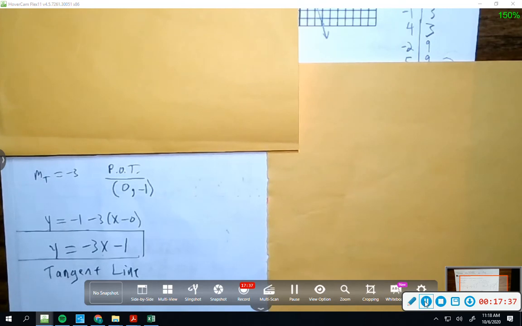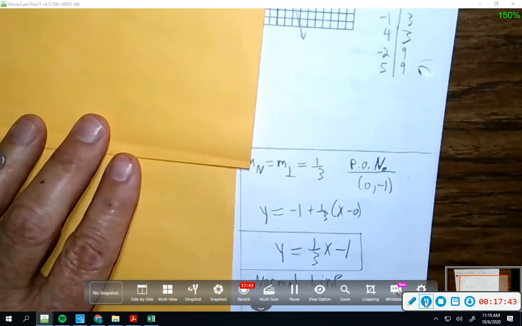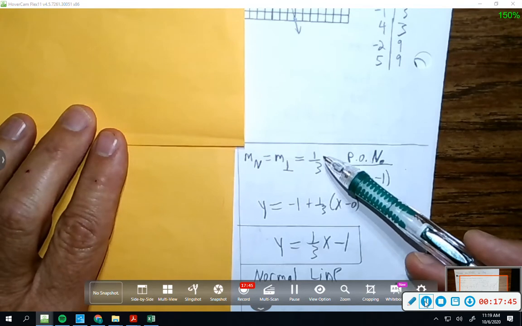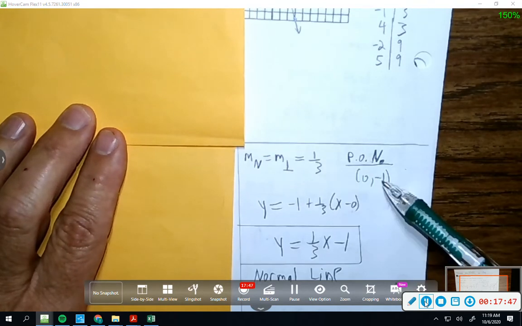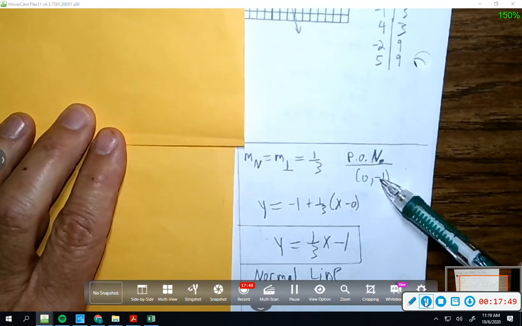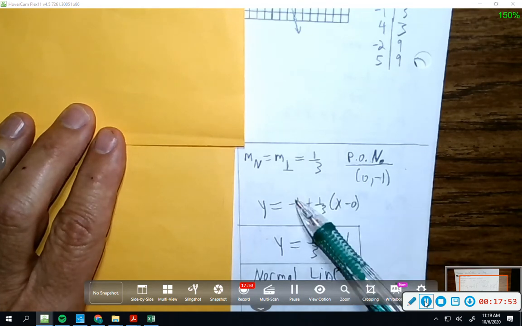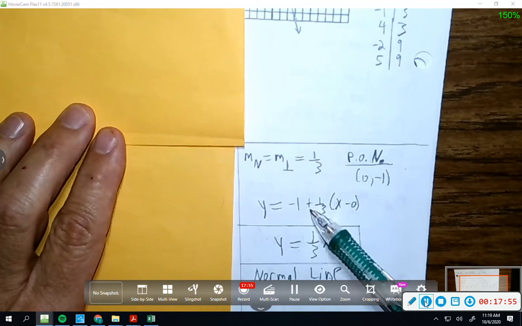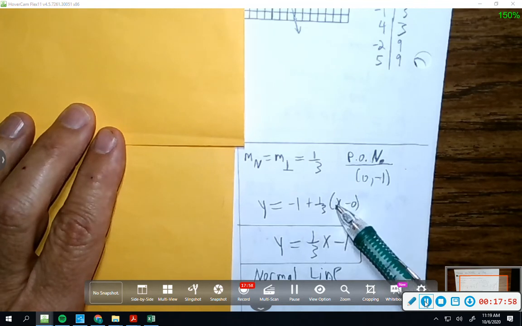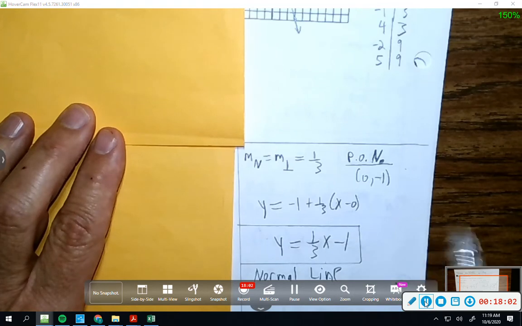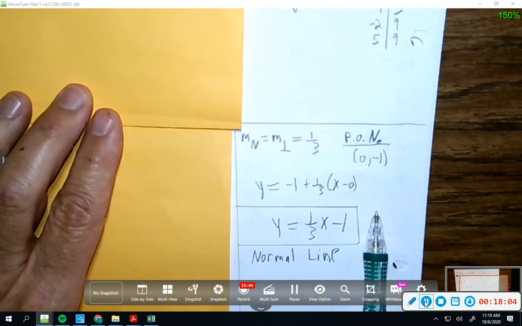Here is the slope-intercept form. The normal line is going to be the exact same thing, except I'm going to take the opposite reciprocal. So the slope of the normal line is positive 1/3. The point of normalcy is the same as the point of tangency, but I have to run it through this again. Okay? Y-coordinate, this time plus the slope times x minus 0, which is really just 1/3 x minus 1. That's the normal line. And then we graph it.